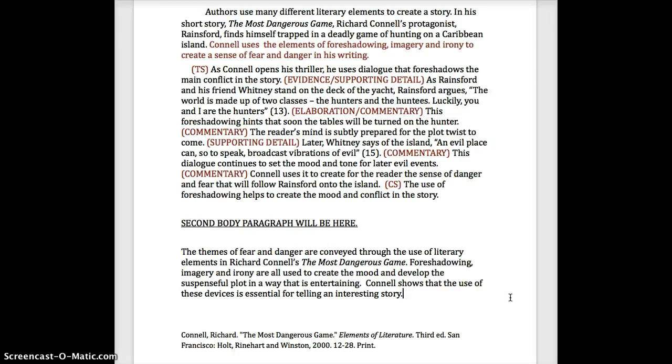Now, if you have any further questions about how to create your essay after you completed your pre-writing, you've written your introductory paragraph, please be sure to contact your teacher.